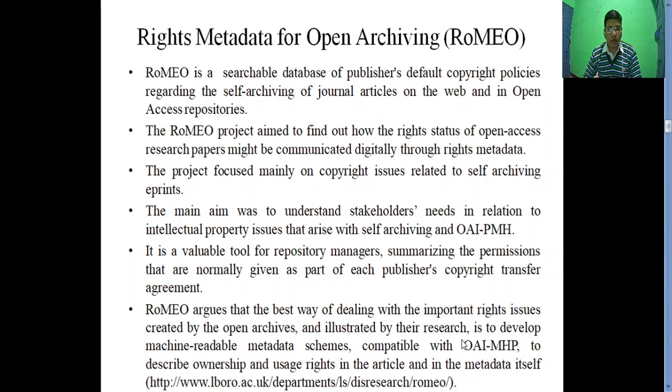It is a valuable tool for repository managers, summarizing the permissions that are normally given as a part of each publisher's copyright transfer agreement. RoMEO argues that the best way of dealing with the important rights issues created by the open archives and illustrated by their research is to develop machine-readable metadata schemes compatible with OAI-PMH to describe ownership and usage rights in the article and in the metadata itself.